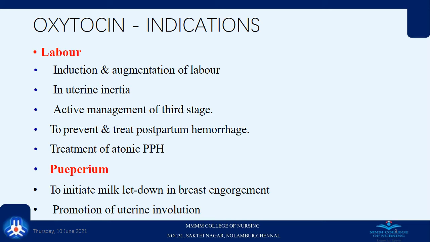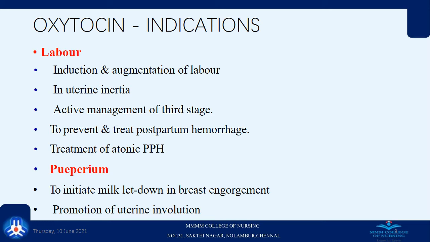Then in uterine inertia. So what is uterine inertia? The uterus fails to contract with normal strength, duration and interval. So it causes difficulty in expelling the fetus. So this is uterine inertia. In those cases we will be administering this oxytocin to ease the delivery of the baby.